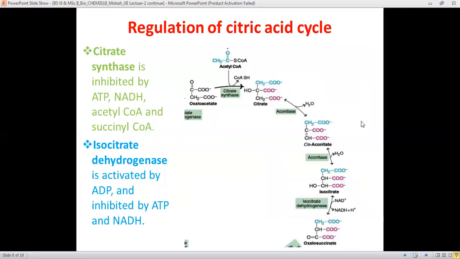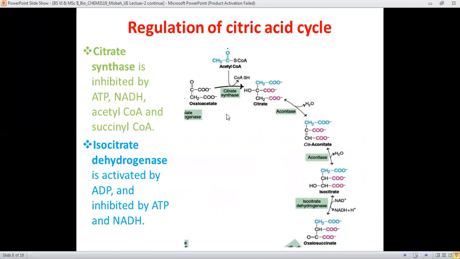For the regulation of the citric acid cycle, some enzymes are very important. The first is citrate synthase, which is responsible for the conversion of oxaloacetate to citrate. By the action of citrate synthase, acetyl CoA and oxaloacetate react together to give citrate. And this citrate synthase is inhibited by ATP.